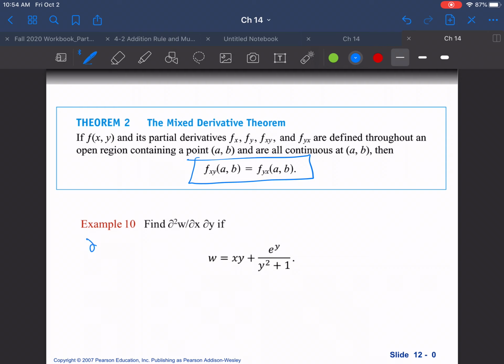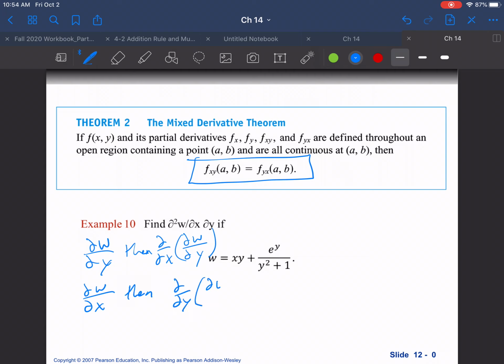Try calculating partial w, partial y, and then do partial x of that, right? Try doing it this way, and then do it the other way. Try doing partial x, right? Then doing partial y of that partial x, like that. So try doing it both ways and see what answers you get, and see if it matches this theorem.